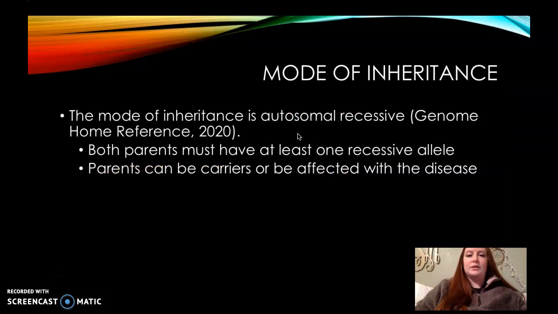So the mode of inheritance is autosomal recessive. This basically means that both parents must have at least one recessive allele. Both parents can be carriers, or one parent can be a carrier and the other parent can be affected, or both parents can be affected. There just needs to be at least one recessive allele from both parents.